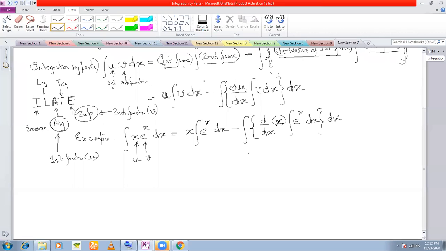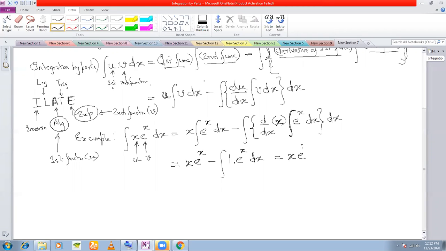You understood? Okay. So now let us do the evaluation part. x. What is the integral of e to the power of x? It is e to the power of x minus integral of derivative of x. d/dx of x, you know, is 1, and into integral of the second. What is the integral of e to the power of x? It is e to the power of x dx. Right? This is the second step. Any problem in understanding the second step?